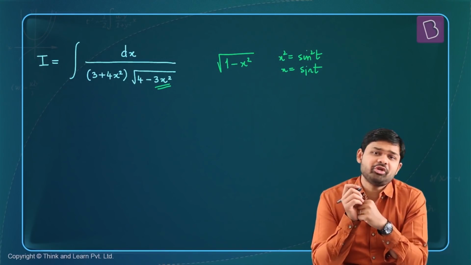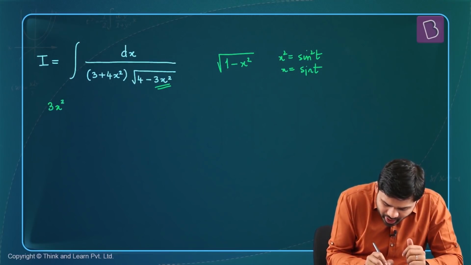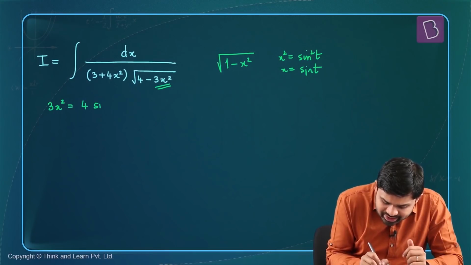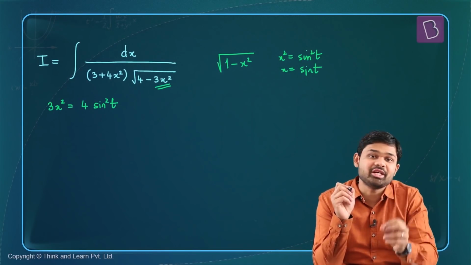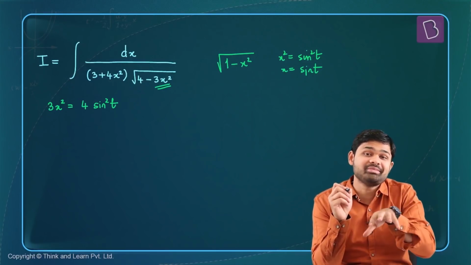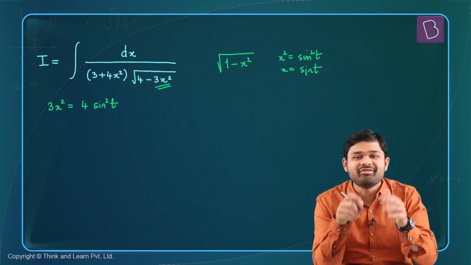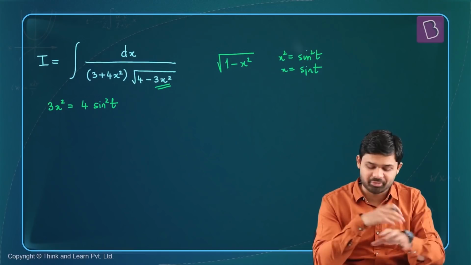So what is the substitution that we are going to make? We are going to make a substitution which is 3x square equal to 4 sine square t. So this way what happens is the under root term becomes under root of 4 minus 4 sine square t. You can take the 4 common out, you get 2 times under root of 1 minus sine square t, which is nothing but 2 times cos t. So now we can handle the under root with this substitution.